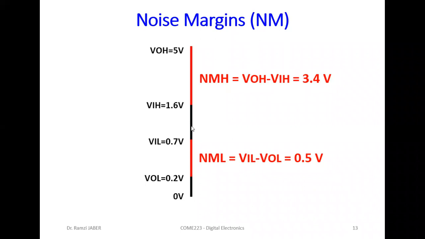In digital electronics, we focus on removing this region. To remove this region, we want NML to be big, NMH to be big also. High numbers, to eliminate this. Okay?